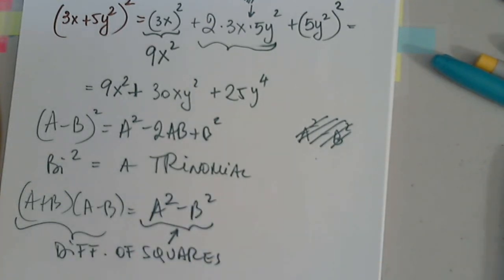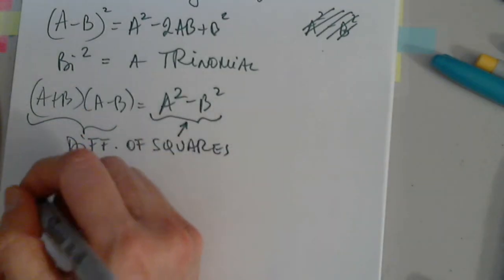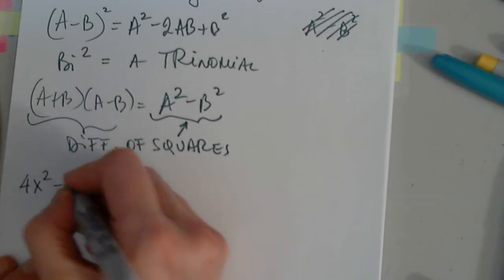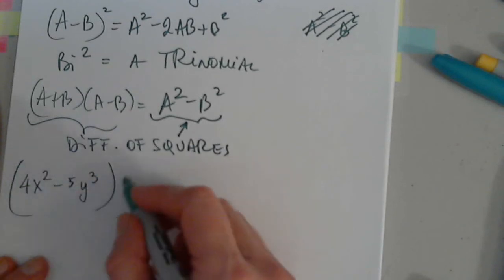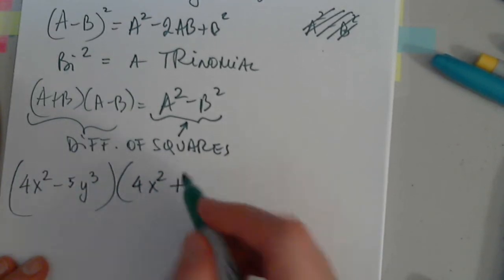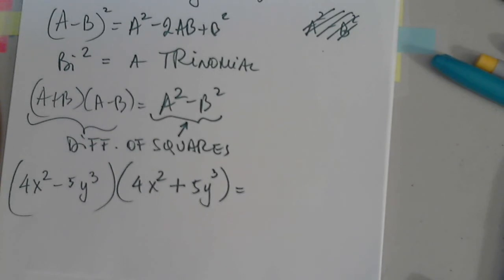Great job. Okay. So an example of this would be both binomials are identical except the sign in between. So I'm just picking 4x squared minus, let's say, 5y to the third. And of course, 4x squared plus 5y to the third. Any questions? Okay, let's hear from India.